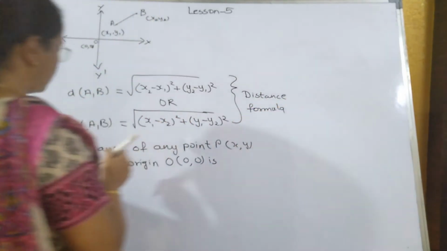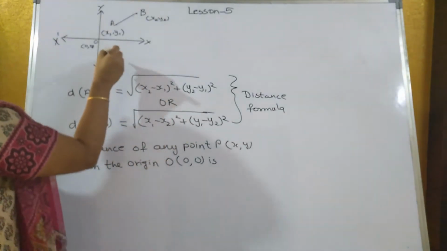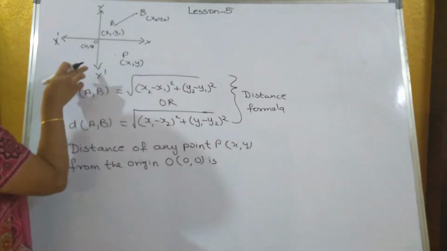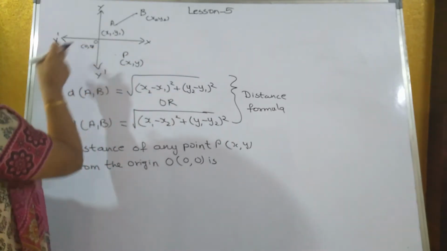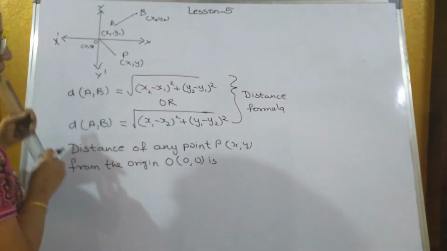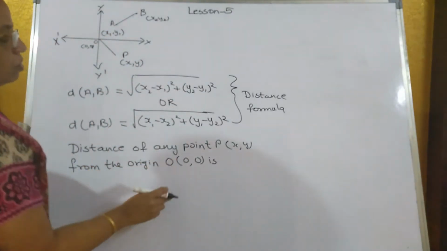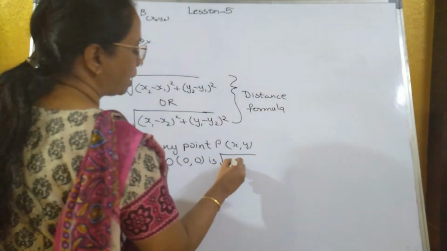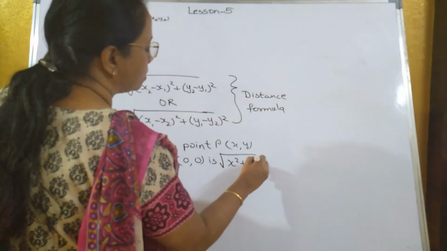Now supposing any point P, let us take any point P, the coordinates of P is x and y. Then what is the distance of P from the origin? The origin is 0, 0, then the distance of P from the origin will be root of x square plus y square.